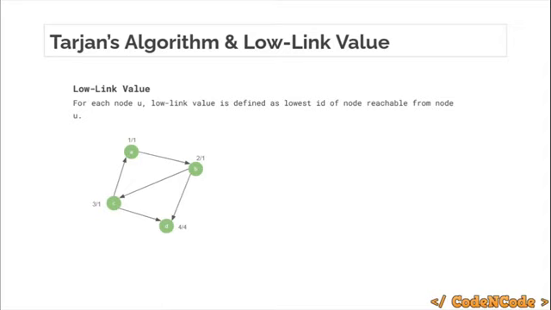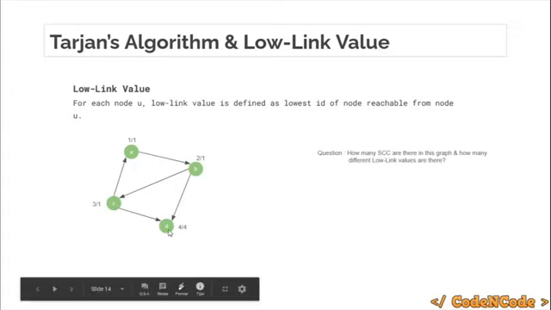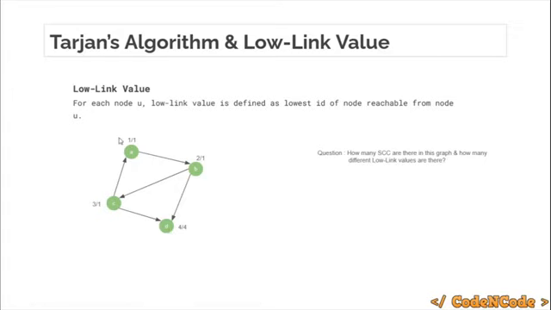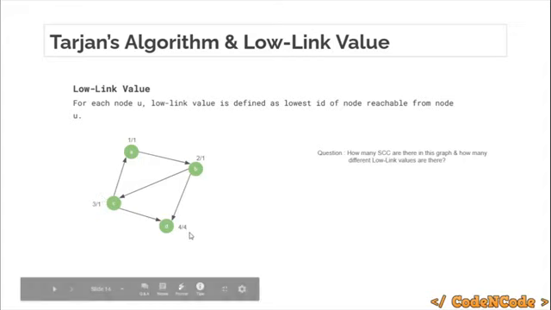Now ask these questions. First, how many strongly connected components do you see in the graph, and how many different low link values do you see? You see there are two SCCs. First, this forms one SCC, and these three nodes form a different SCC. So in total there are two SCCs, and how many different low link values do you see? You see there are two different low link values, 1 and 4.